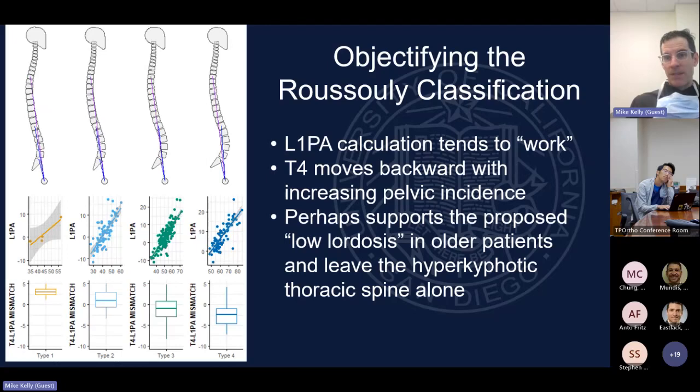This also objectifies through SRS-Schwab classification. Type 1s are very rare, so we actually don't have enough type 1s to really say, but look at their values across the modeled L1PA. Look at the type 2s, type 3s, and type 4s. That is a very small scatter around the calculated L1PA.